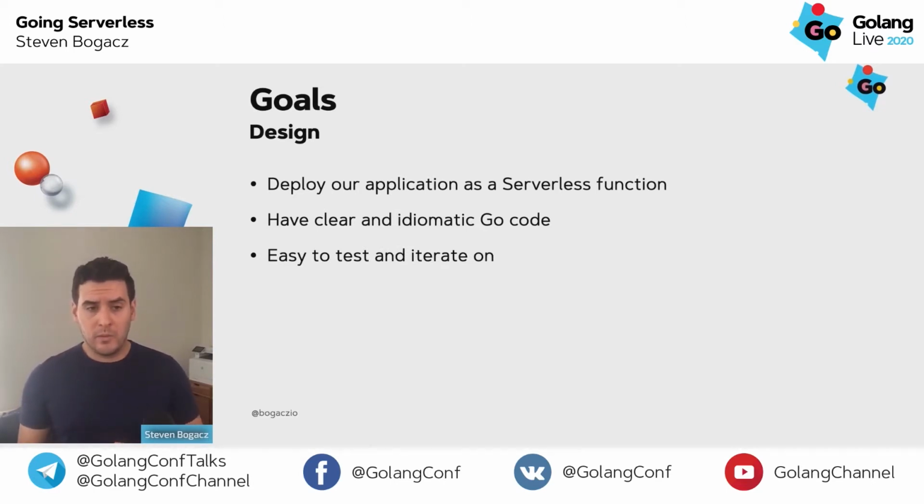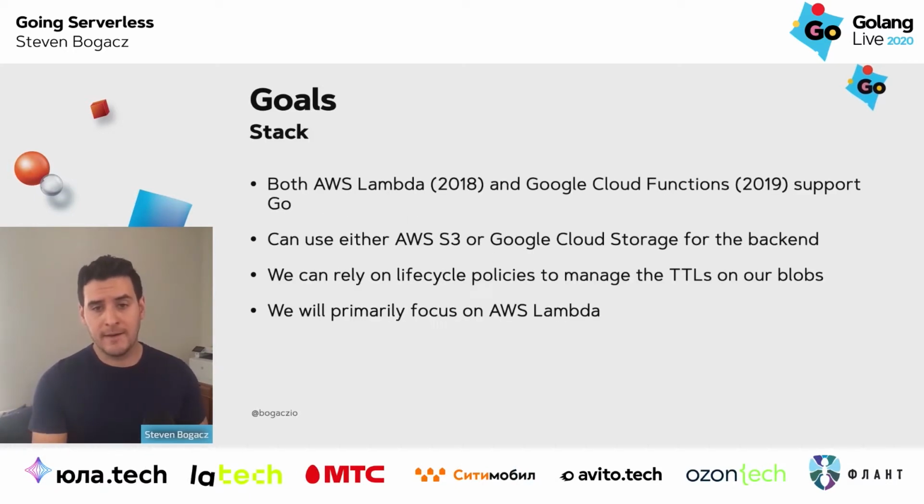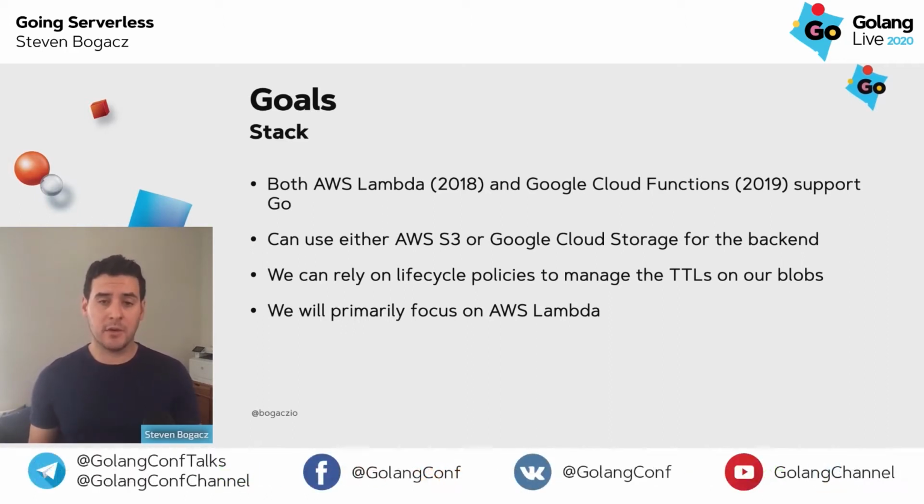Now, there are a couple of major options that we have when it comes to picking out our stack. Specifically, I'm talking about AWS Lambda and Google Cloud Functions. The reason I mentioned these as opposed to Azure, for example, is that these are the two that have truly native Go support. In the case of Azure, you need to do some kind of funky wrapping of the Go code in order to be able to run it as a serverless function.